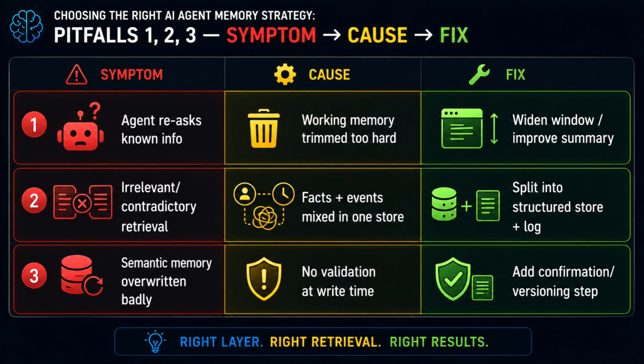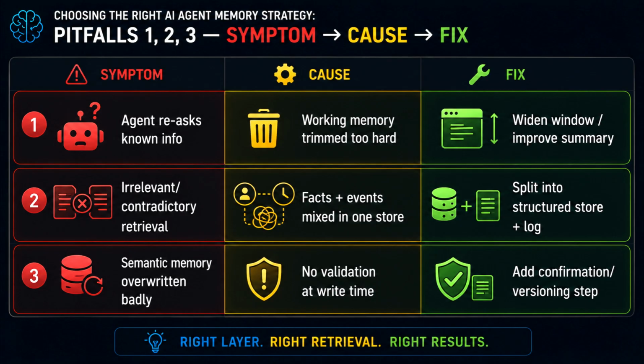Even with the right layer chosen for every category, memory implementations still fail in predictable, recurring ways in production. So let's map the common symptoms to their real underlying causes. First, the agent re-asks for information already given this exact session. The likely cause is working memory trimmed too aggressively, or summarization quietly dropping the relevant detail. The fix is widening the retained window or improving what the summary actually keeps, not bolting on an entirely new long-term memory layer which solves the wrong problem.